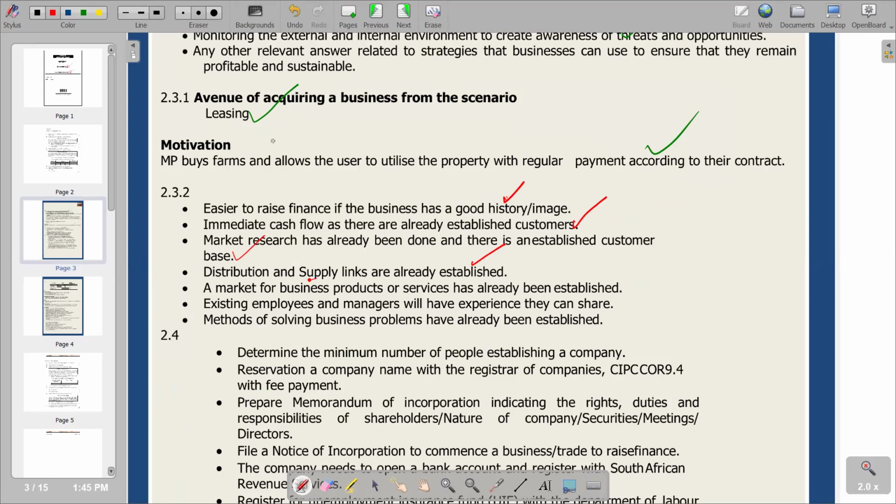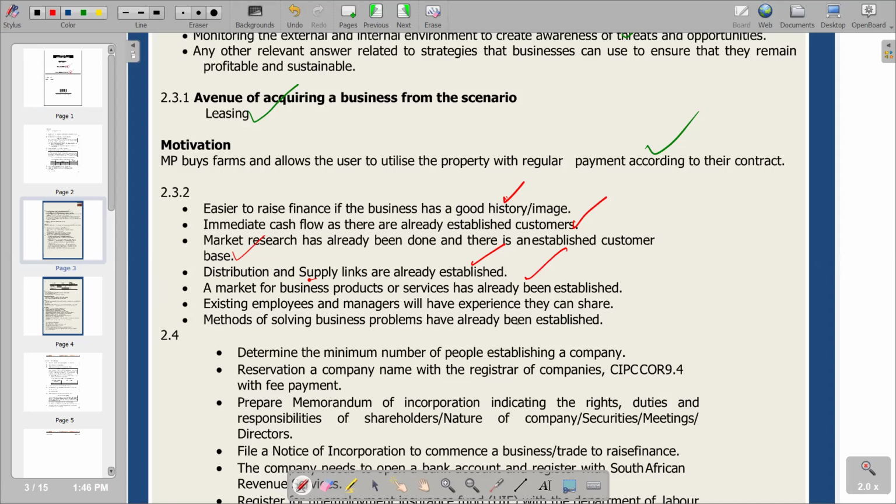This is our issue of distribution: after producing, there are already distribution networks or links in place, so there's no need for us to establish new ones. So this is an advantage. The next one, a market for the business products or services has already been established, which is also correct.